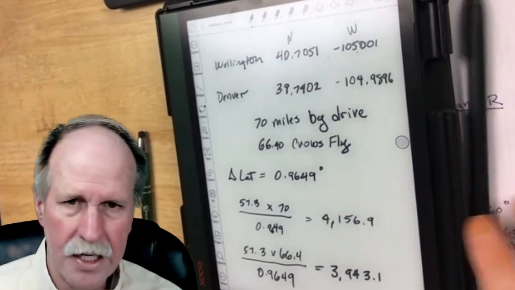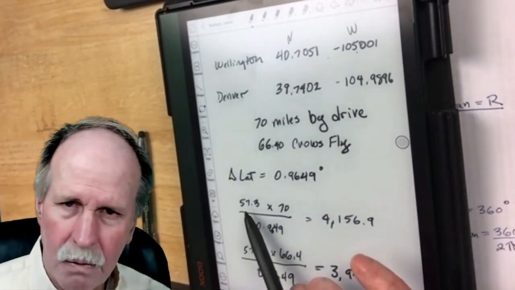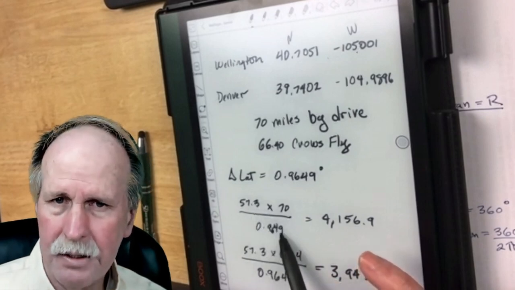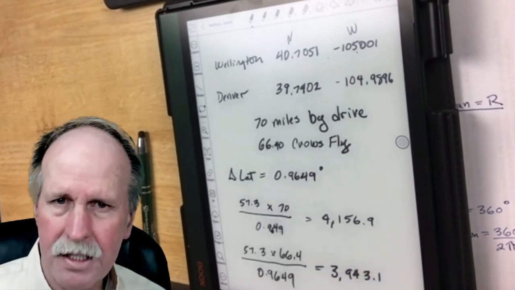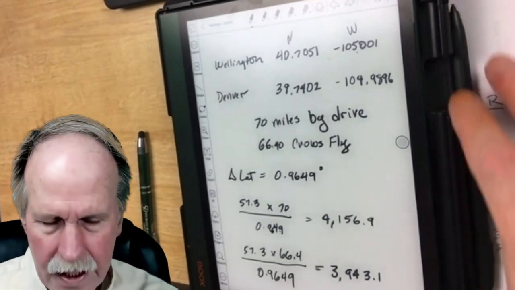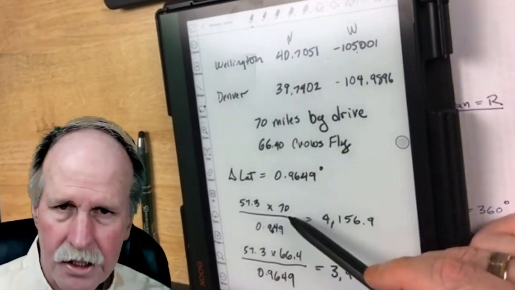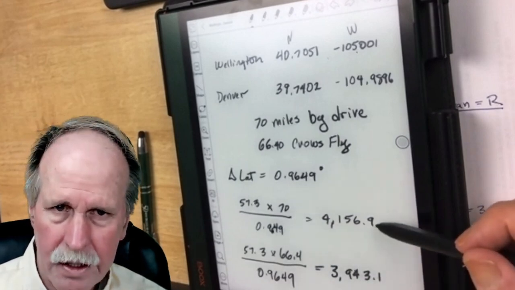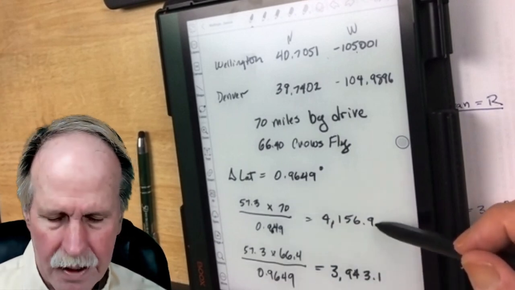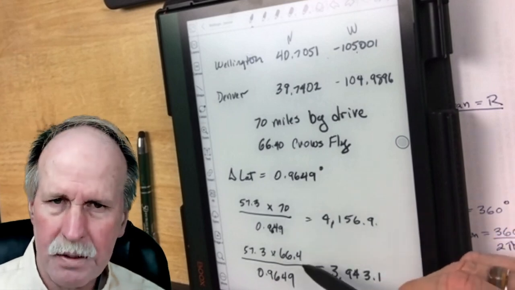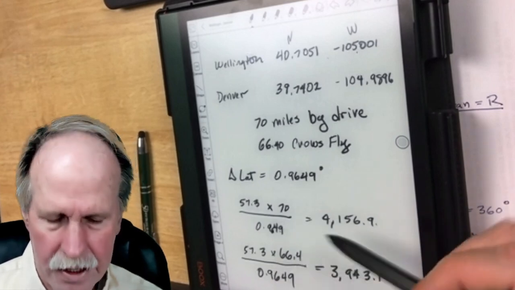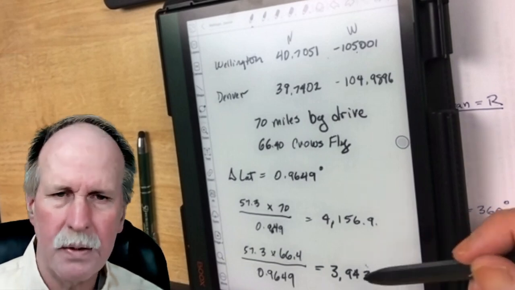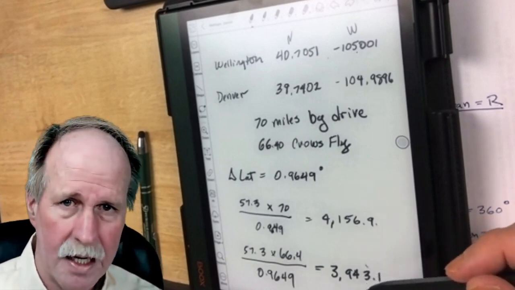Well, how do we figure this out? What we do is we divide 1 radian, which is 57.3 degrees, by the change in latitude and then multiply it by the distance that we drove. So, if the distance is truly 70 miles, the radius of the Earth is 4,156.9 miles. However, if you look at the actual distance between those 2 points of 66 miles, we calculate a radius of 3943 miles. Now the accepted radius on average is about 3959 miles.